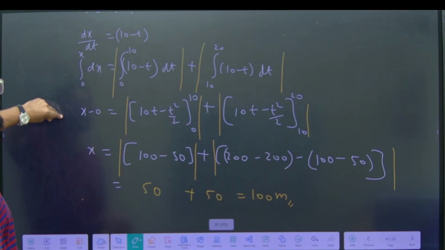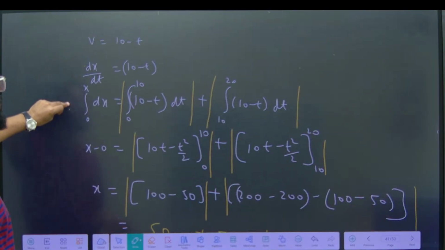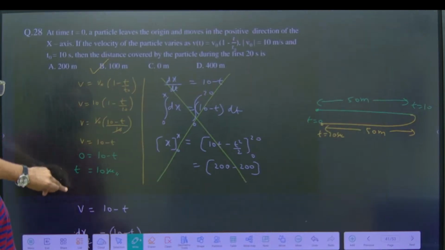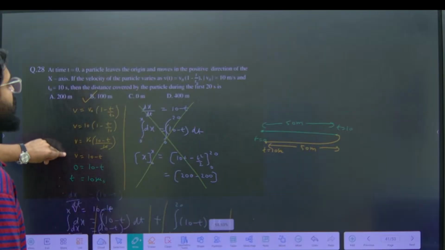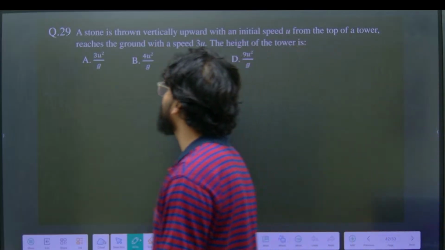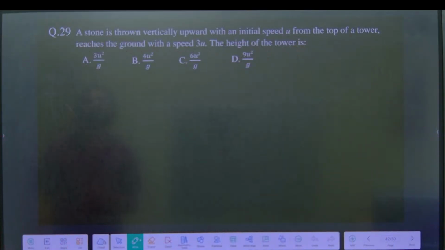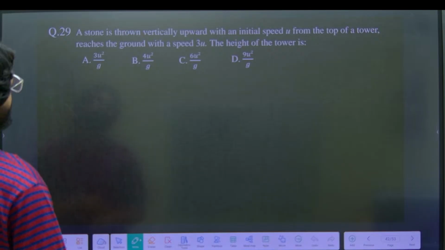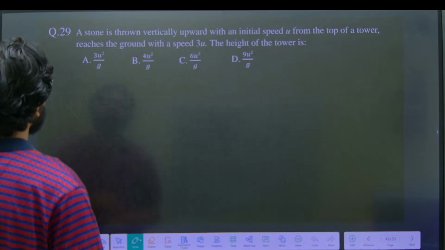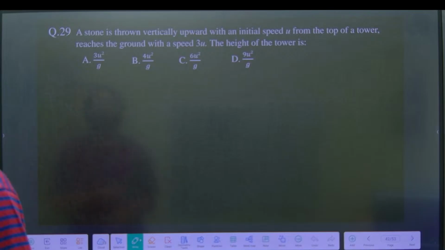So the answer is 100 meters. Okay? Correct. That was question number 28. Question number 29th. A stone is thrown vertically upward with an initial speed u from the top of a tower, and reaches the ground with a speed 3u. Find the height of the tower.